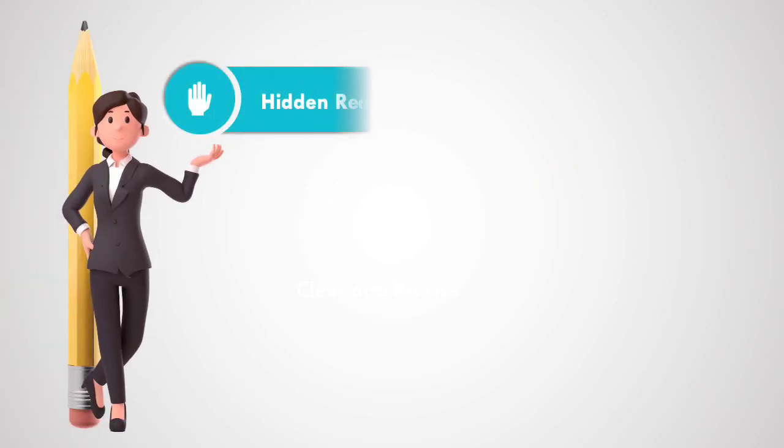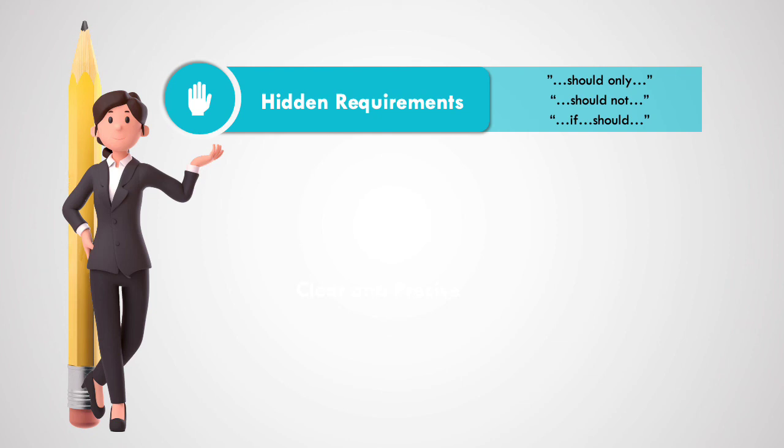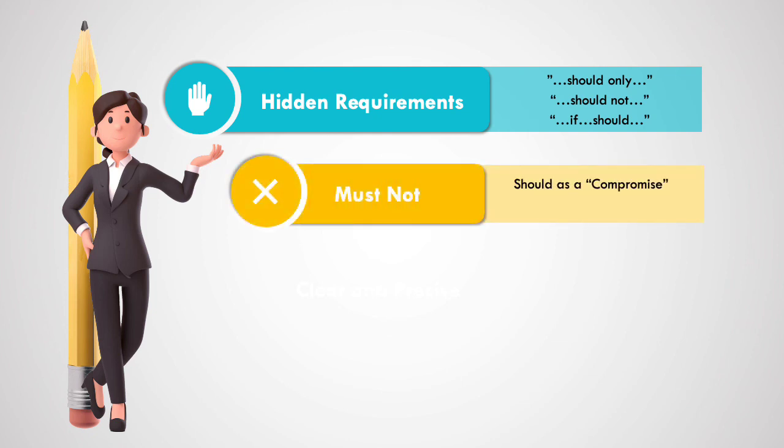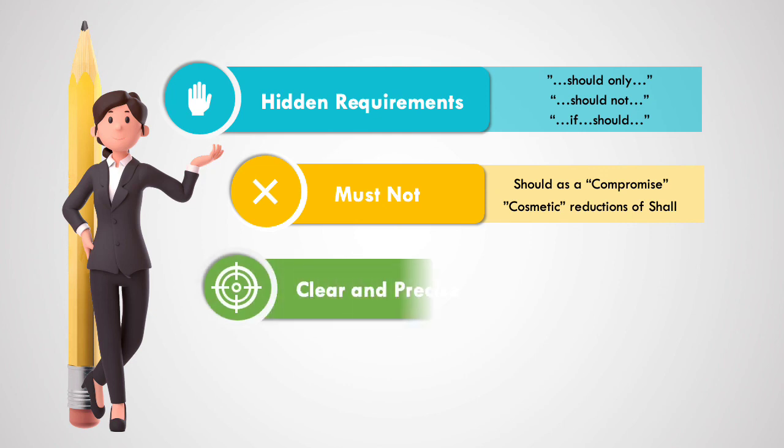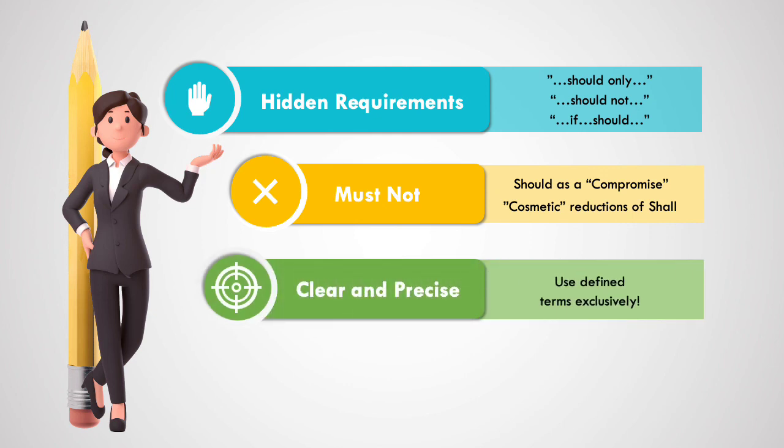To quickly recap, when using should and may, we have to watch out for hidden requirements. We also need to make sure we are not using should as a compromise or to simply reduce the number of shall statements. Doing so simply passes the tricky dilemmas onto project teams where time and the relevant experience could be lacking. Our aim has to be to simplify the lives of engineers on projects through clear and precise requirements.